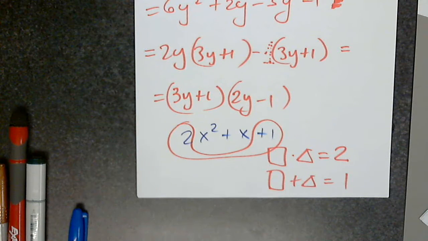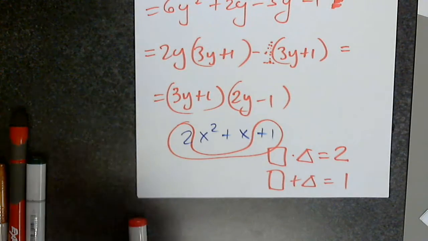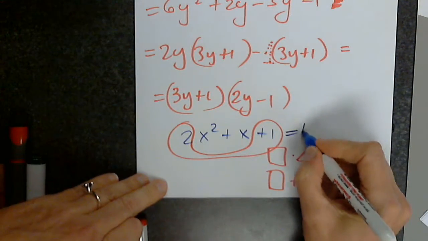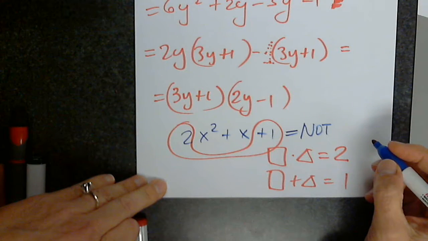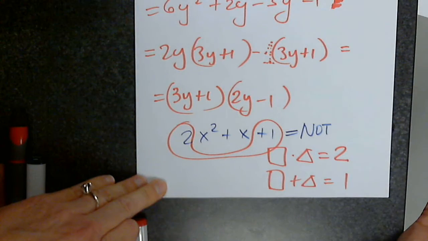So can I find two numbers whose product is 2 and whose sum is 1 and the numbers are both positive? No. So what do I conclude about this polynomial? We're trying to factor it, so it's not factorable.